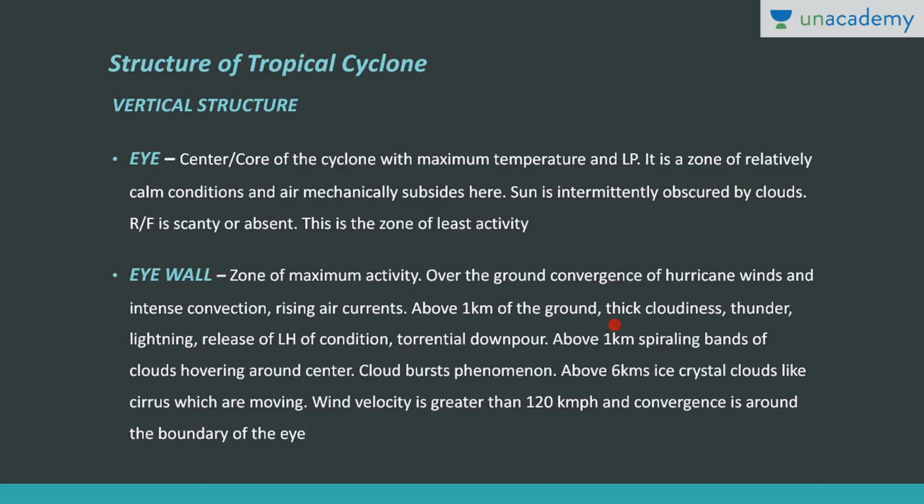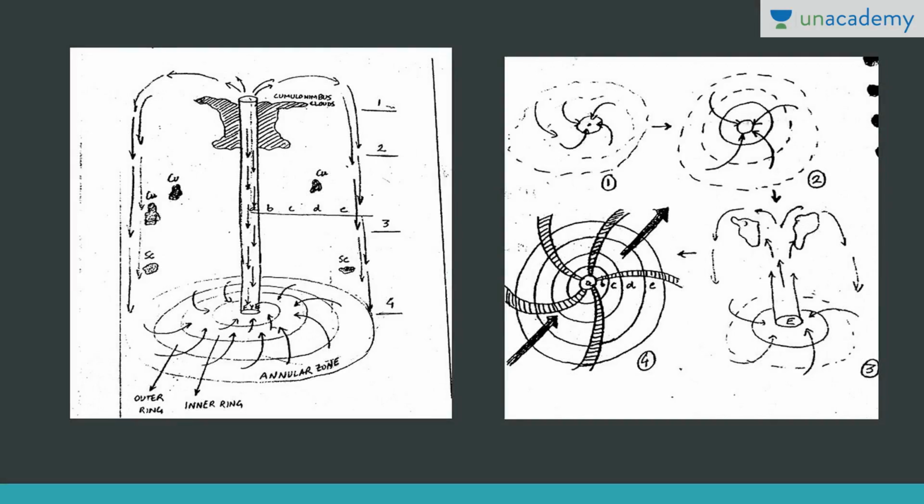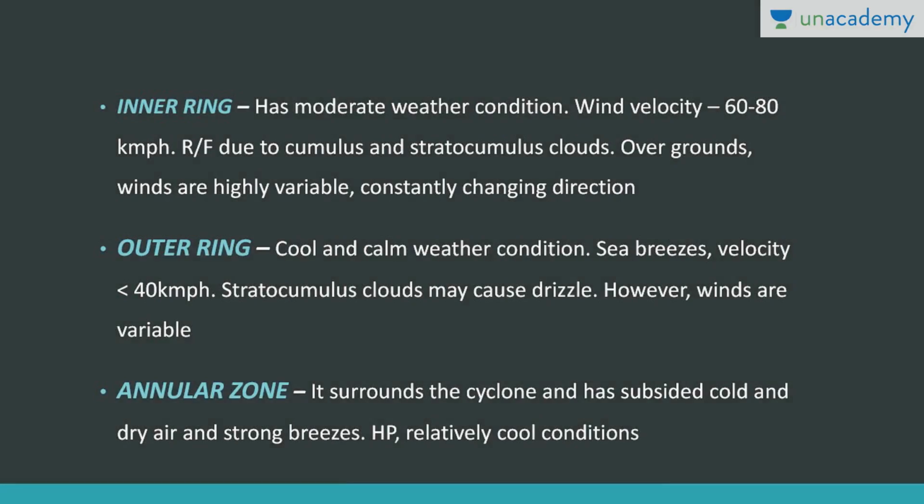So in this zone you'll see thick cloudiness, thunder, lightning, cumulonimbus clouds, release of latent heat of condensation, torrential downpour. All these conditions you will see in the eye wall. This is the eye wall, right? Surrounding the eye there is this eye wall. Okay. The next one in this is the inner ring.